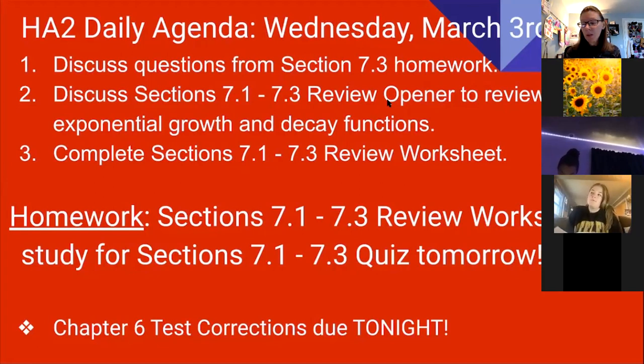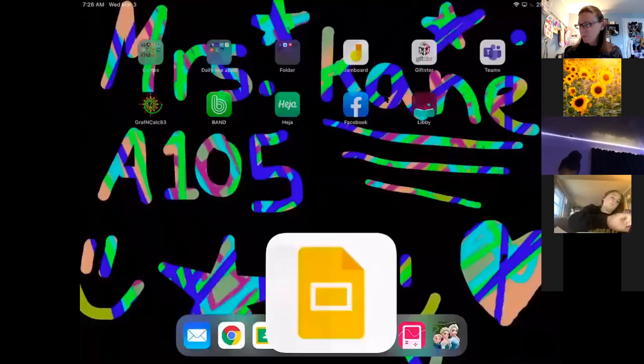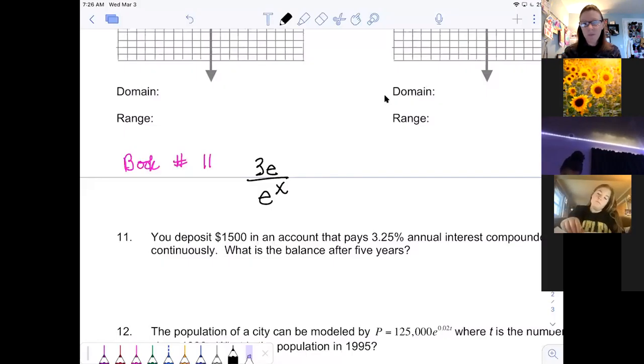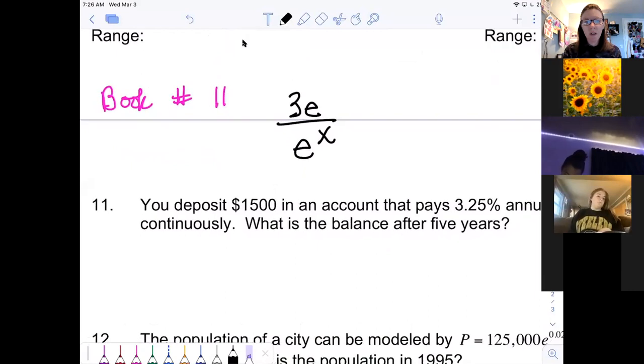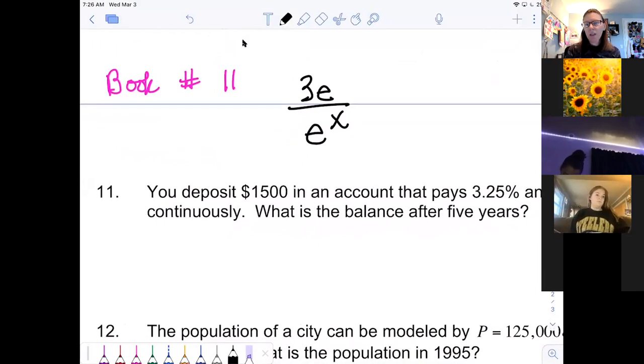So we are going to go directly into the homework. I'm going to start first with number 11 from the book, and then I wanted to do number 13 from the worksheet. So we're going to start with the book and look at number 11.